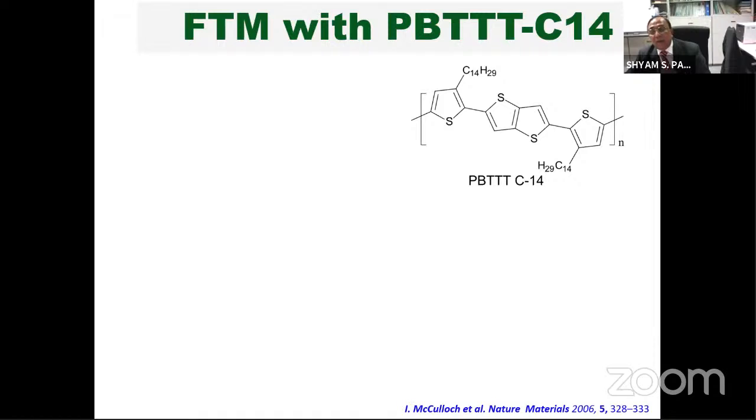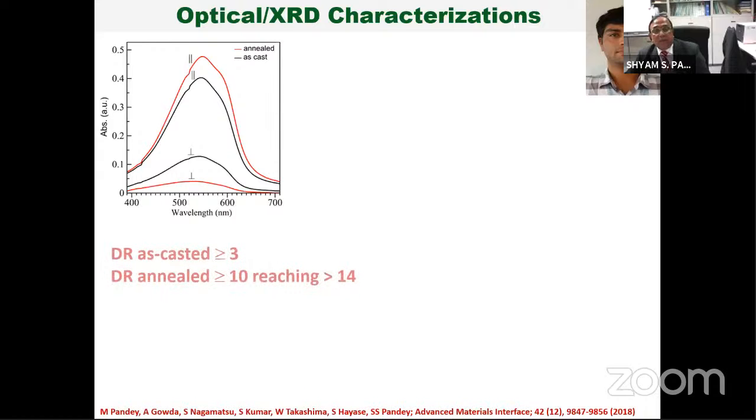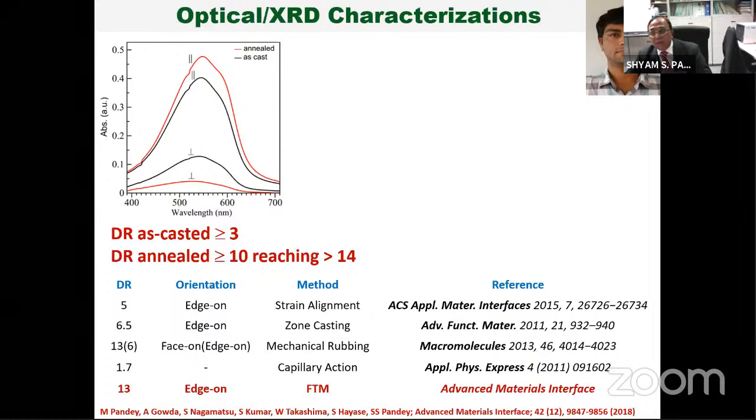Another one, recently developed after 2000, is a liquid crystalline polymer. It has a solubility issue and needs to be heated to more than 160 degrees Celsius, near its LC temperature, to align the domains. We used our method. See, even at room temperature, the films are oriented. And when we heat anneal to remove the solvent, it becomes highly oriented. This polymer is so rigid that it is difficult to orient. But if you see the methods reported by different groups worldwide, we have got the highest orientation with purely edge-on orientation, which we published 2 years ago.